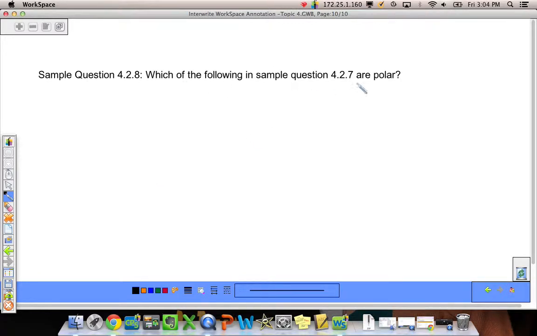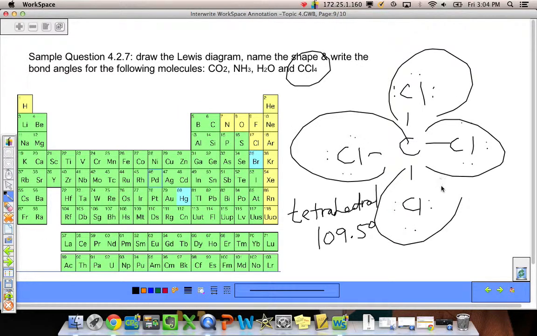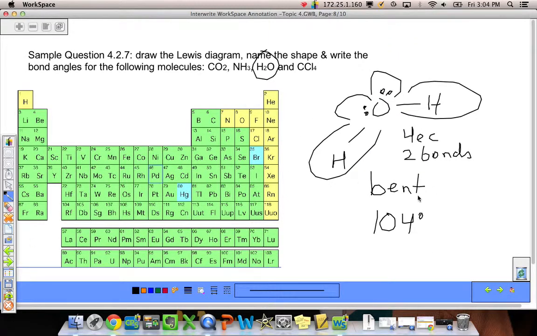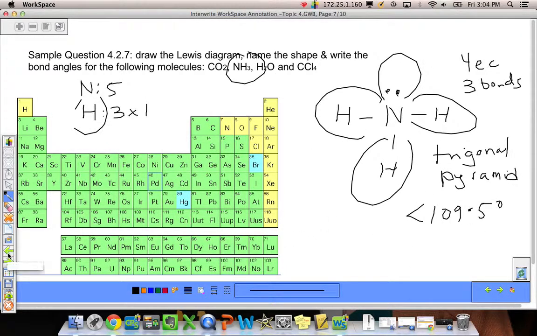Then it's asking which of those in 4.2.7 were polar, so we go back. The CCl4 tetrahedral shape, as long as all 4 of the electron clouds are the same thing, these will always be non-polar. They end up canceling out their electronegativity differences as long as they are all the same elements that are bonded to the carbon. Whenever I have a bent shape, this is always going to be polar because I have those extra electron clouds there. Then I have an extra electron cloud here with the trigonal pyramid. That is also always going to be polar.